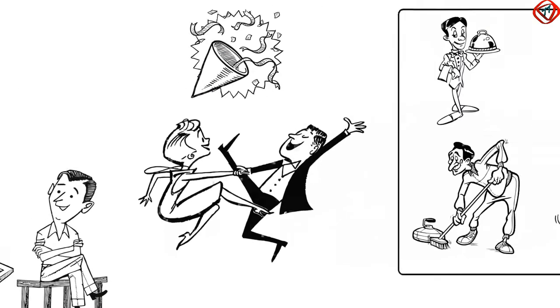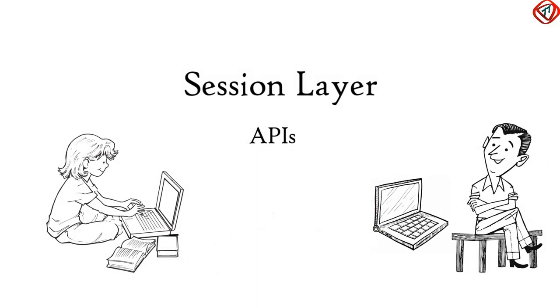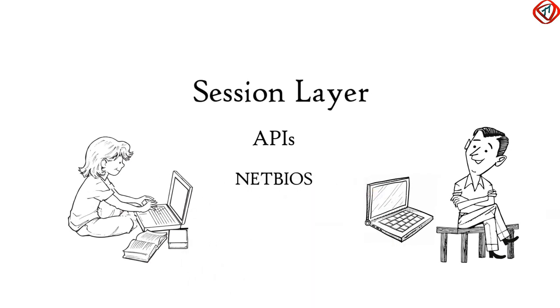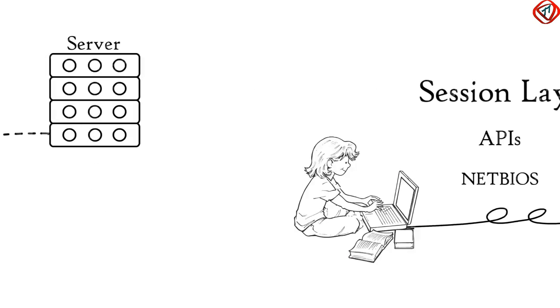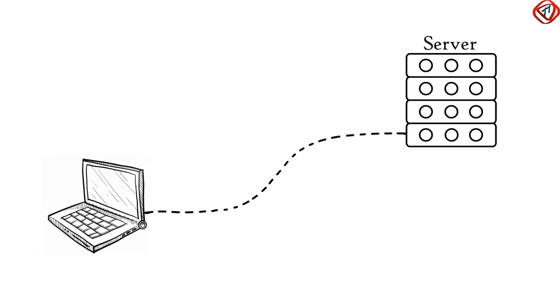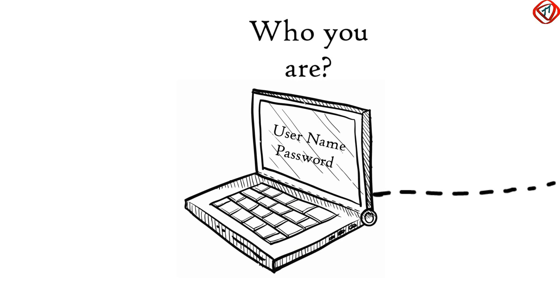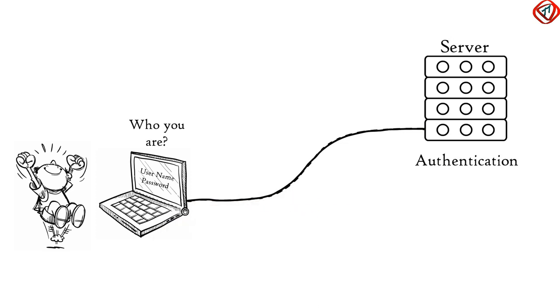Like you hired some helpers for your party, the session layer too has its own helpers called APIs, or application programming interfaces. NetBIOS, or Network Basic Input-Output System, is an example of APIs which allow applications on different computers to communicate with each other. Just before a session or a connection is established, the server performs a function called authentication. Authentication is the process of verifying who you are. For this, the server uses a username and a password. Once the entered username and password are matched, a session or a connection is established between your computer and the server.